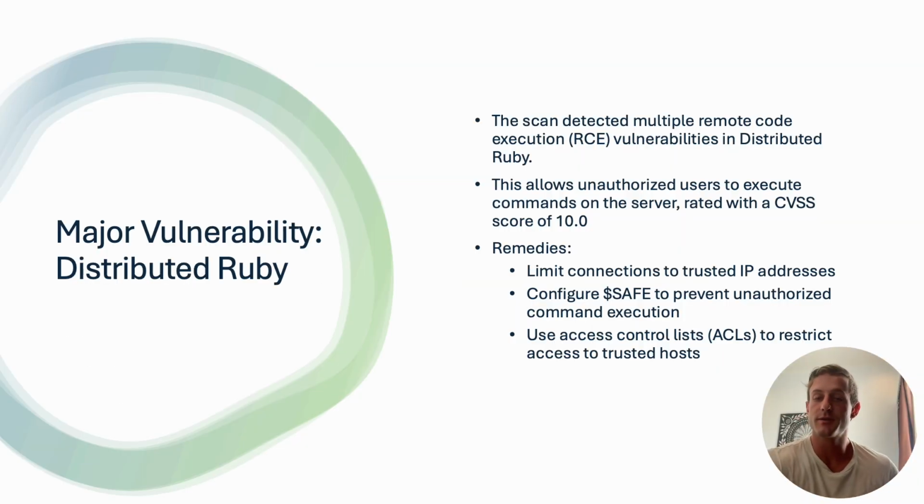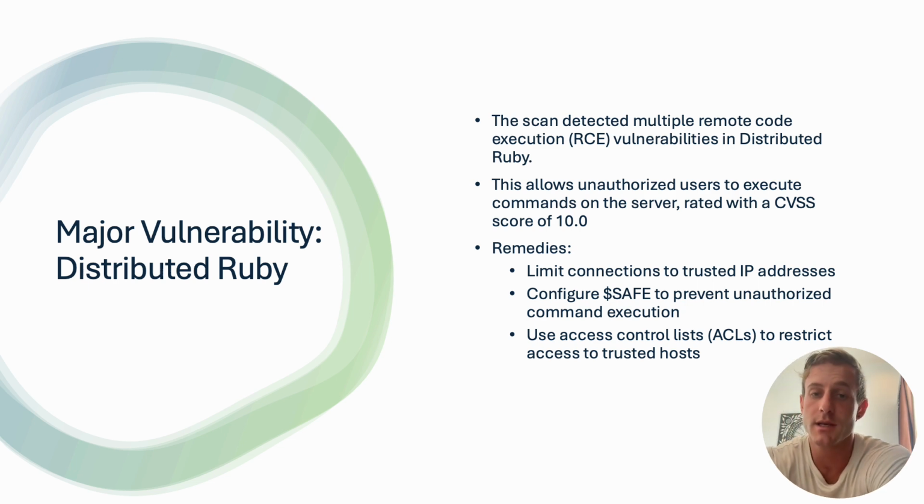Right. Another major vulnerability was found on distributed Ruby. So the scan detected multiple remote code execution, RCE, vulnerabilities in distributed Ruby. These would allow unauthorized users to execute commands on the server. Definitely not good. So this has a CVSS score of 10.0. Somebody is able to just come in and from the outside put whatever commands they want into the system. It's a big risk, obviously.